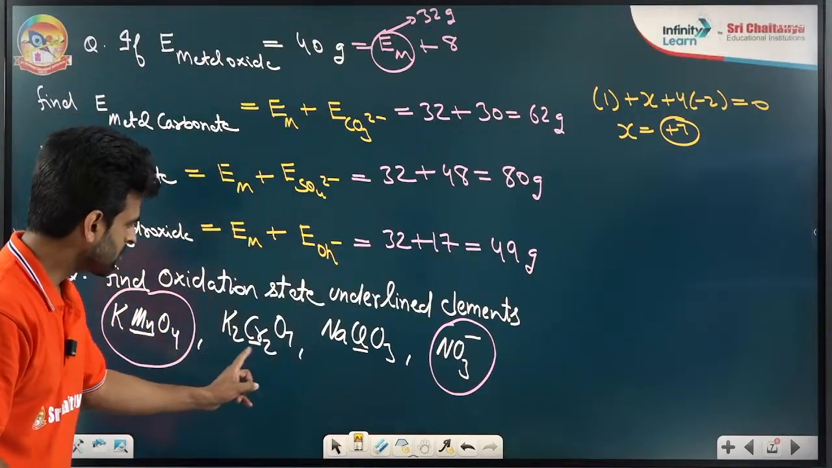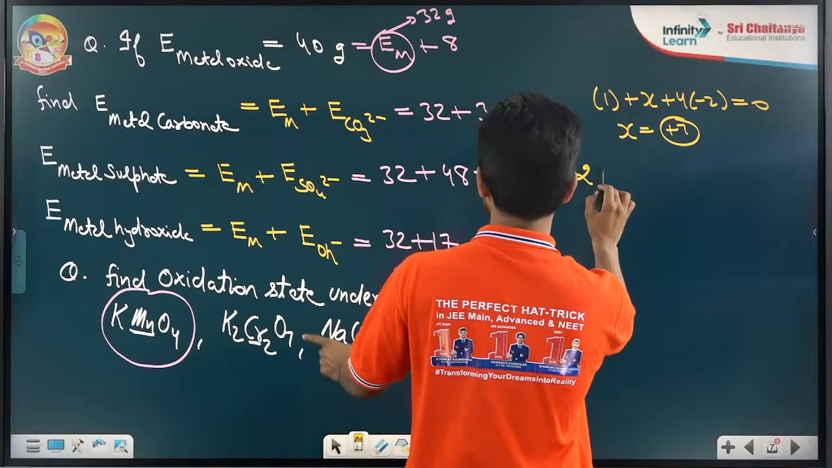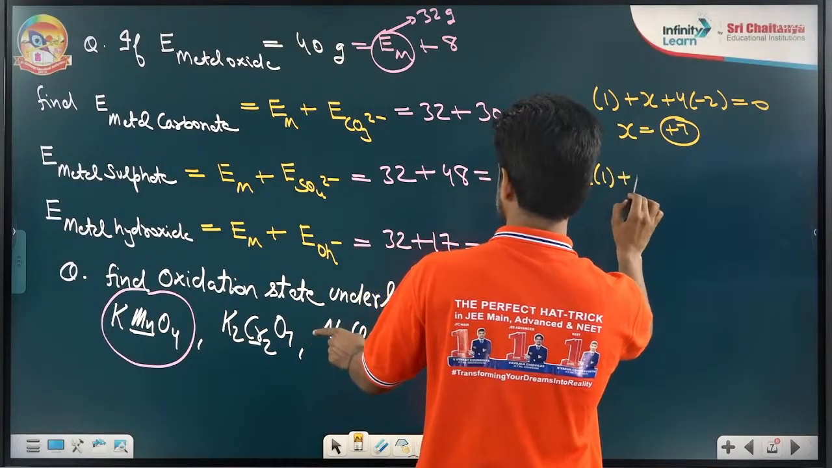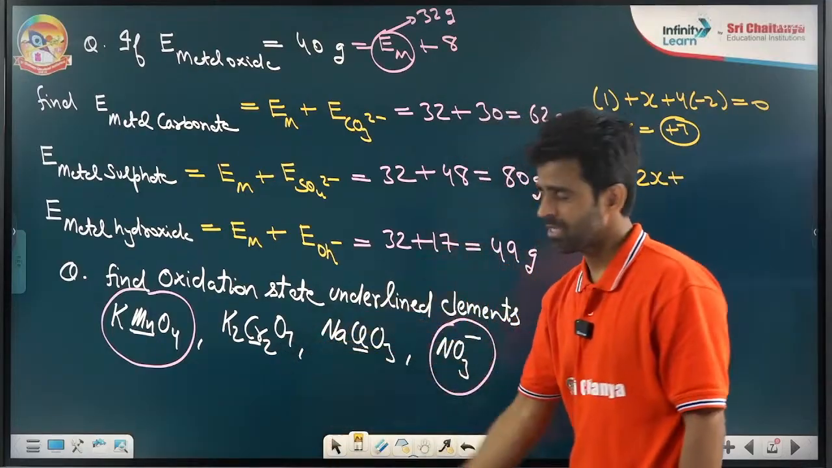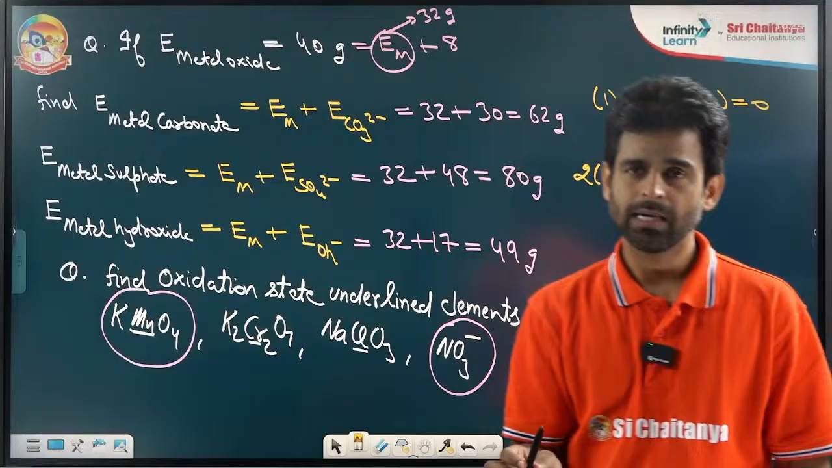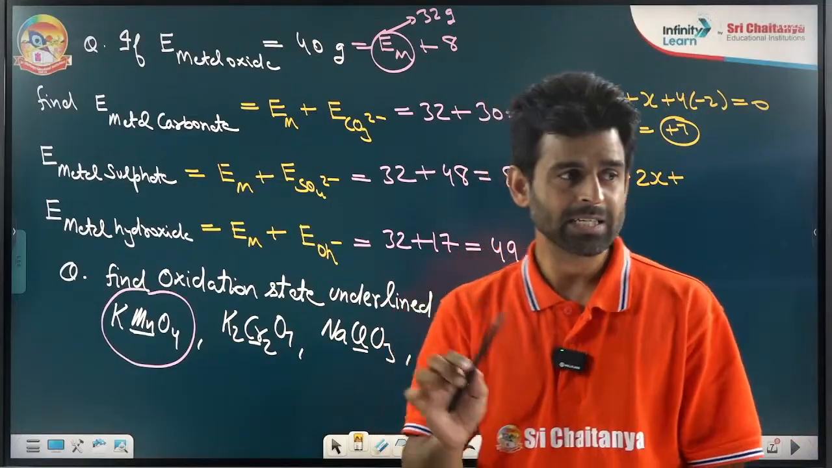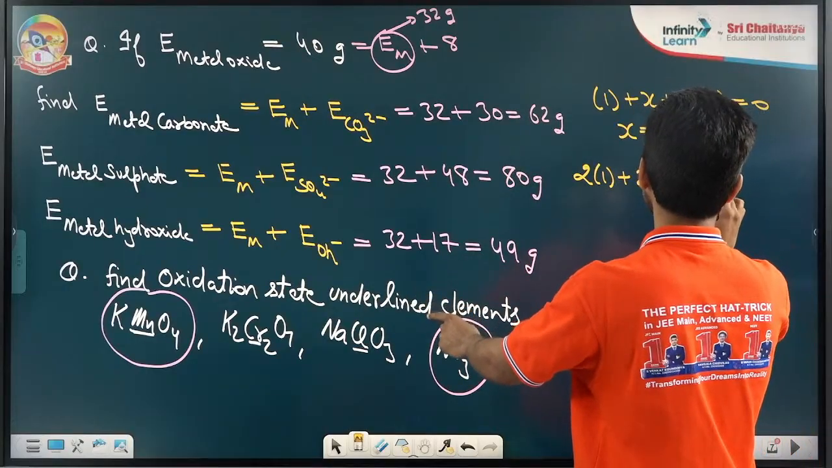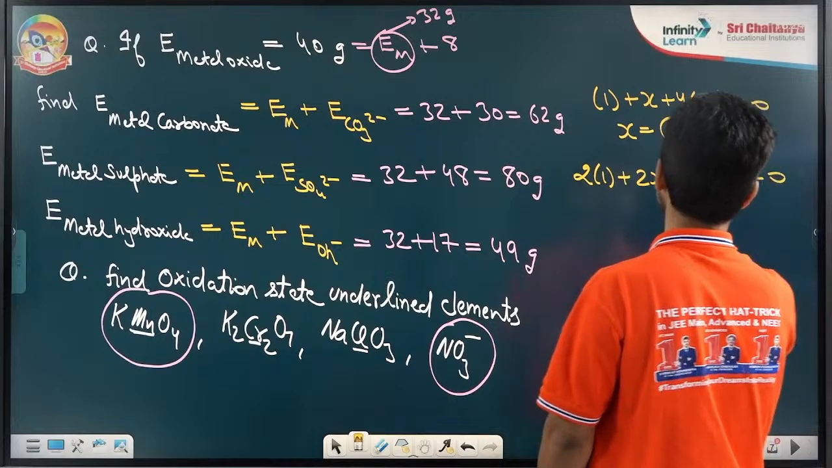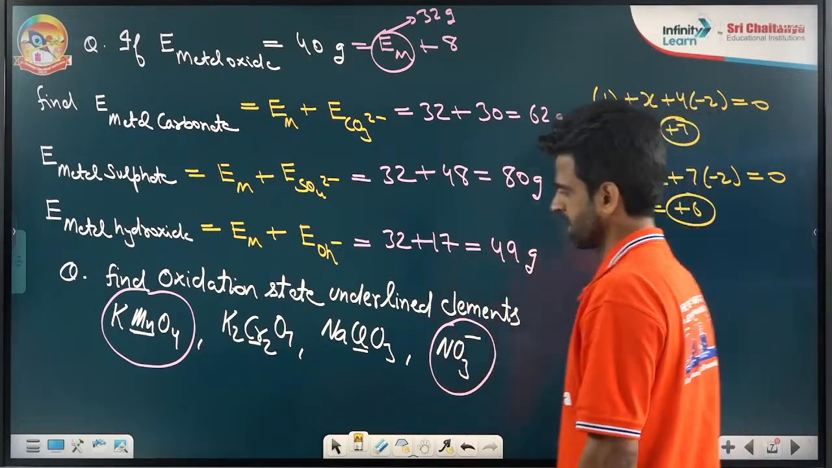The next one is K2Cr2O7. For potassium, 2 into 1. For chromium, 2 into X, right? Because there are 2 chromium. Be careful: in K2Cr2O7 I am having 2 chromium atoms, so I will take 2X. Yes beta, very good. So here 7 into -2, equals 0. So X coming from here, if you want to find, it is +6.